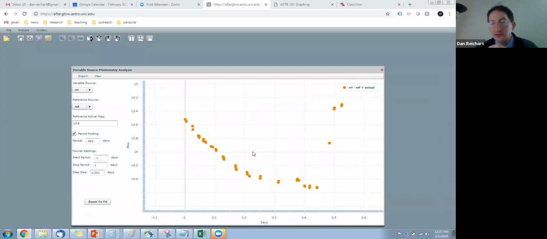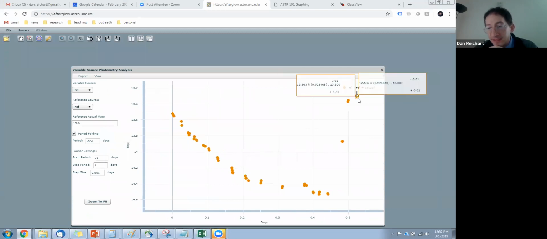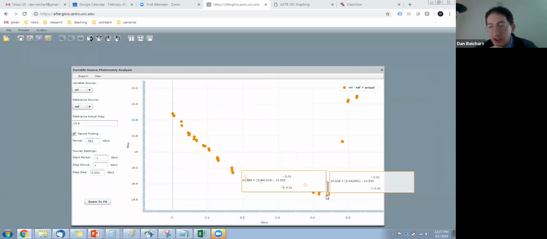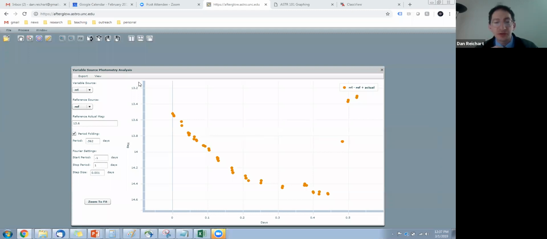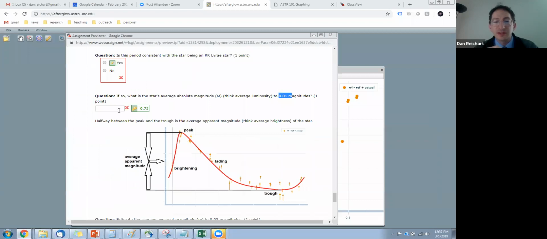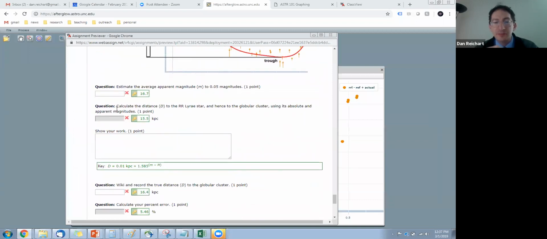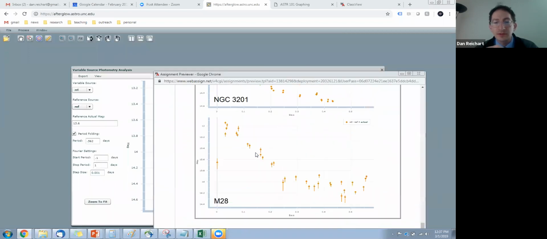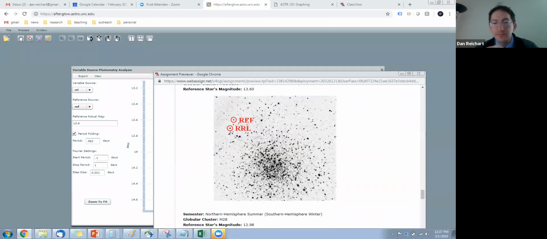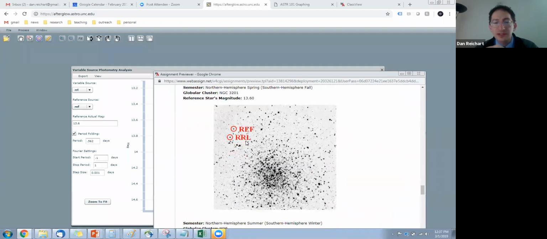I didn't even realize I have scroll wheel mouse control here. This is the peak. This is the trough. So if we go kind of halfway between them, 0.38, 0.385 maybe. Notice these are magnitudes, so it's going backwards like you'd expect. So bright is high in these plots. So you type in the absolute magnitude here, the apparent magnitude here. Did I put in the right points?